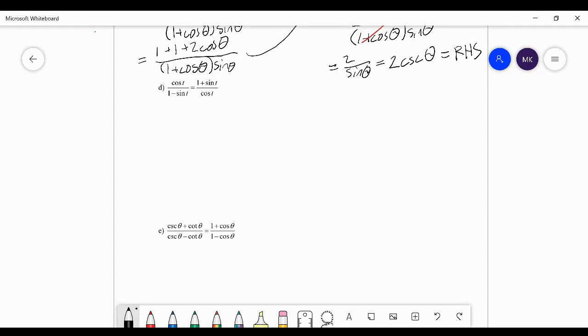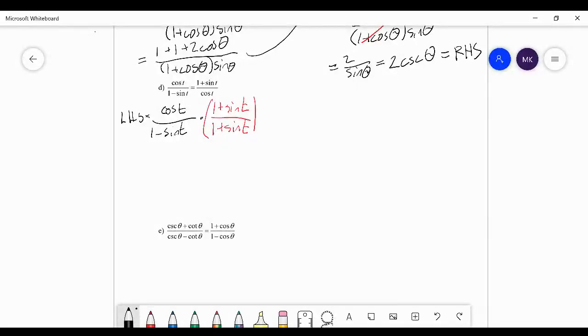Now, this is a less common trick, but it's still a trick that we like to be able to use. So I'm going to start with the left-hand side, giving me cosine of t over 1 minus sine of t. And what I'm going to do is multiply this by 1. And so as you can see, I just multiply by 1.